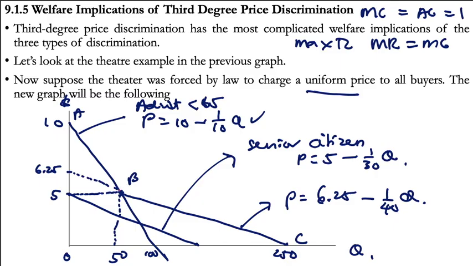So let's say this. It's a bit hard to draw actually. Something like this. See here. Okay. MC equals AC equals 1.